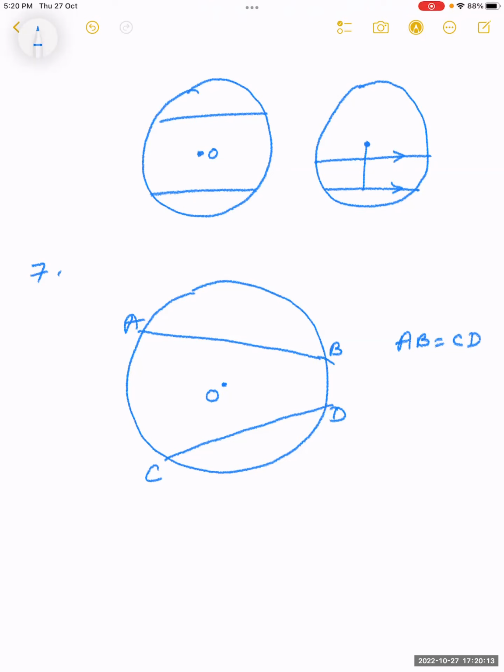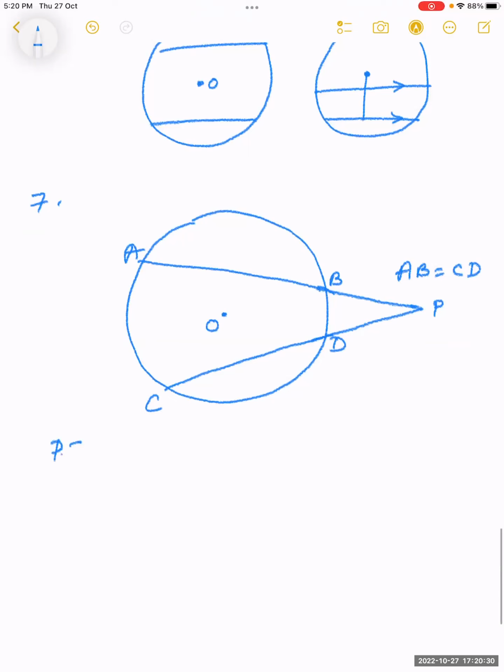AB and CD, on being produced, meet at a point P outside the circle. So you are going to extend these two chords. When you extend, they meet at a point P, which is outside the circle. What do you need to prove? Prove that PA equal to PC and PB equal to PD. This is what you are asked to prove. Okay, let's try that. Is the question clear to all of you? Did you all understand the question? Please go through the question once again.